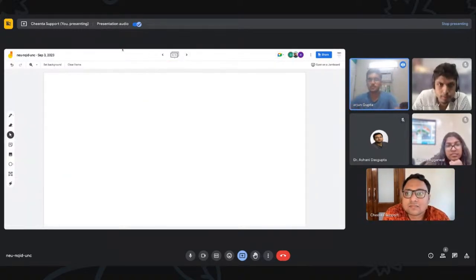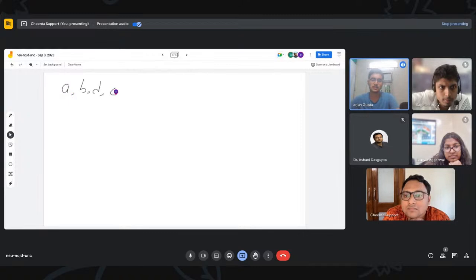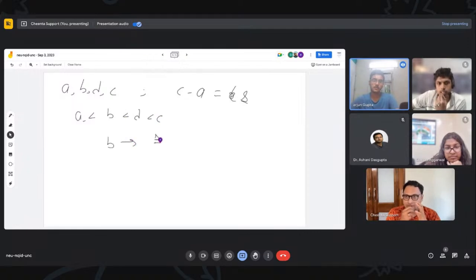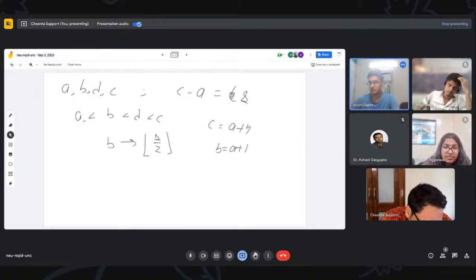So we wanted to count A, B, D, C like this. And suppose we fix C minus A equal to say S. Okay, so let's look at how many possible choices B and D can take between A and C. So we know this thing. So B has floor of S by 2 choices. For example, say if C is equal to A plus 4, then B can either be, wait a second, oh sorry, it's S minus 1 by 2.